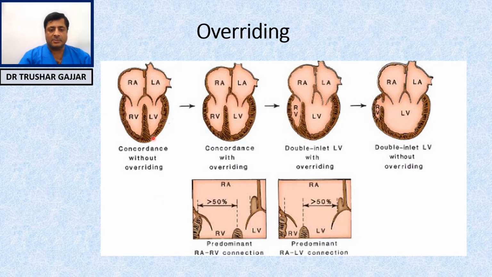We will see another anomaly which is called overriding. Normally, if each ventricle has its own valve here as well as here, that is called without overriding. But if any portion of any one valve overrides the ventricle, it is called overriding. If it is less than 50%, it is called overriding, as you see here. But here, if it is more than 50%, it will lead to the double inlet variety, and here, you see, it's completely overriding.